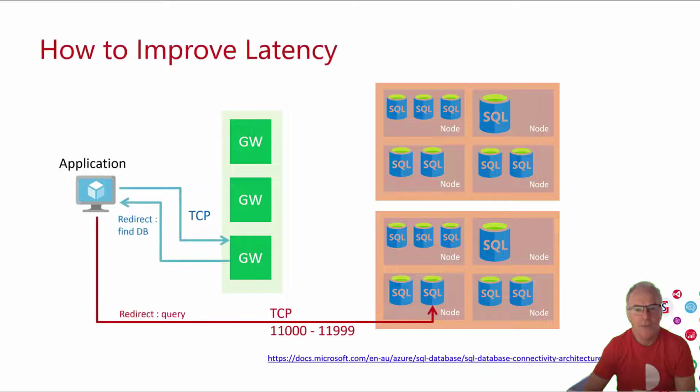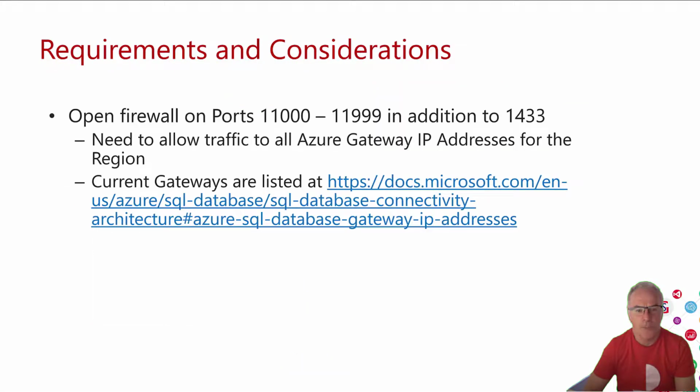So how can we improve the latency? Well, one way to do that is to change to a redirect. Now your initial connection still goes to the Azure Gateway and still goes on port 1433. But this time the gateway returns back to your application the actual direct address of the server that you're connected on. It does translate it into a different port range though, and that's the important thing that we also need to consider. That 11,000 to 11,999 port range is something that then has to be opened all the way through. So opening those additional firewall ports needs to be done at all levels.